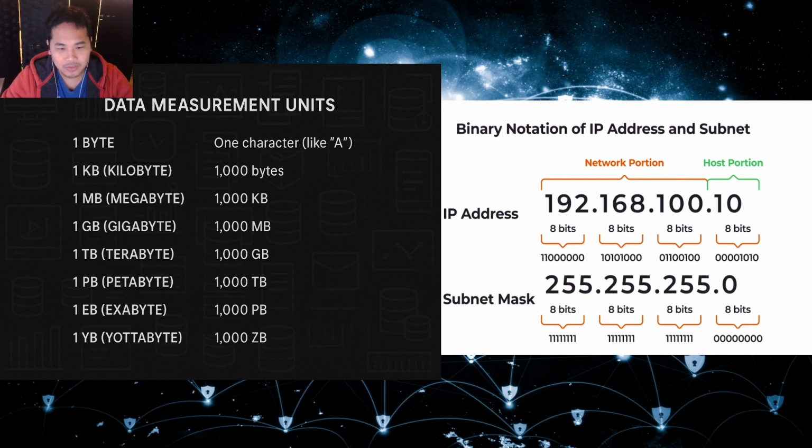Quick data units: a bit is a single 1 or 0. A byte is 8 bits. A kilobyte is roughly 1,000 bytes. A megabyte is roughly 1,000,000 bytes. A gigabyte is roughly 1,000,000,000 bytes. Network speeds are measured in bits per second: megabits per second, gigabits per second. Don't confuse bytes and bits.